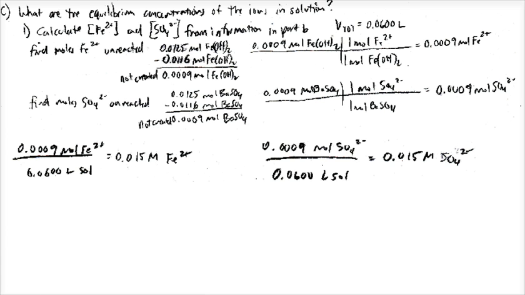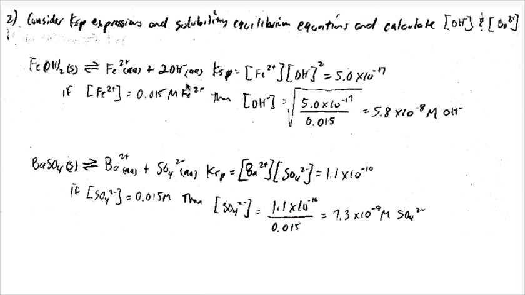This then becomes a problem like the ones that we've done previously, where you have to consider the KSP expressions and then find the other substances. If we know our concentrations of sulfate and iron, we can plug them into the KSP expression for iron hydroxide and solve out what the hydroxide should be. And down here, we know what the sulfate concentration is, so we can plug in and solve out for the barium concentration, rather.